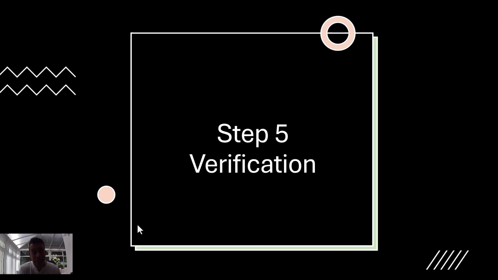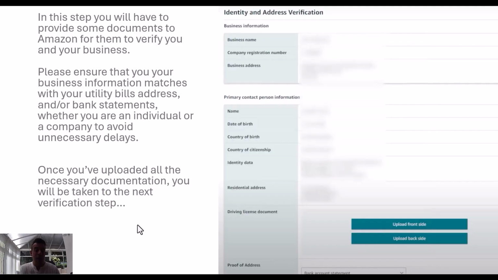And then the last step, the verification. In here, basically, you're going to give all the business information that you put so far. You're going to fill in all those details. Some of these will be pre-populated. And what you'll have to do is upload either the driving license or the passport in here, the front side and the back side. Proof of address, whatever you choose in here, it's going to be a bank statement or a utility bill. Just select what it is and upload it.